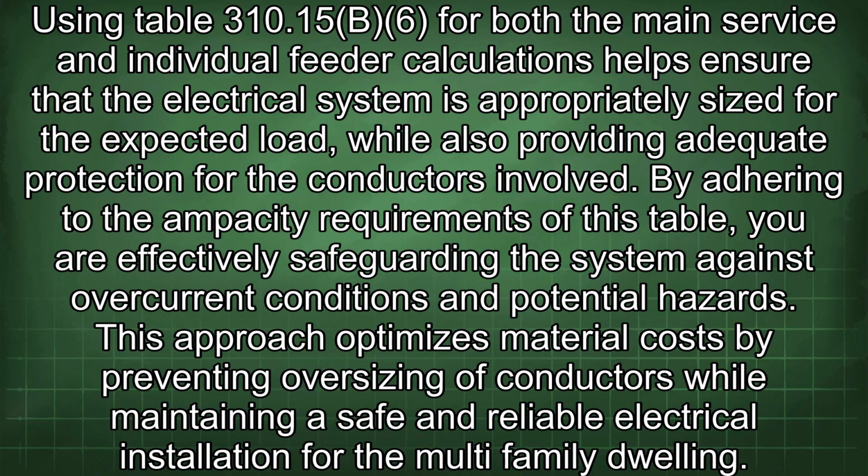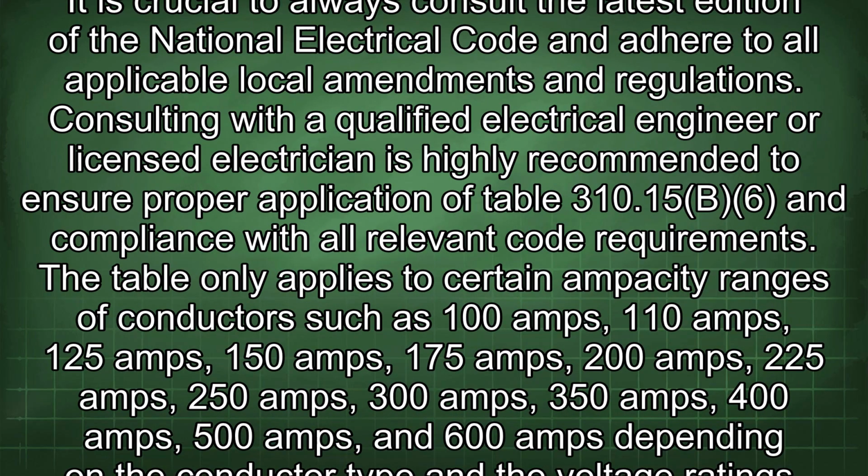By adhering to the ampacity requirements of this table, you are effectively safeguarding the system against overcurrent conditions and potential hazards. This approach optimizes material costs by preventing oversizing of conductors while maintaining a safe and reliable electrical installation for the multifamily dwelling. It is crucial to always consult the latest edition of the National Electrical Code and adhere to all applicable local amendments and regulations. Consulting with a qualified electrical engineer or licensed electrician is highly recommended to ensure proper application of Table 310.15(B)(6) and compliance with all relevant code requirements.